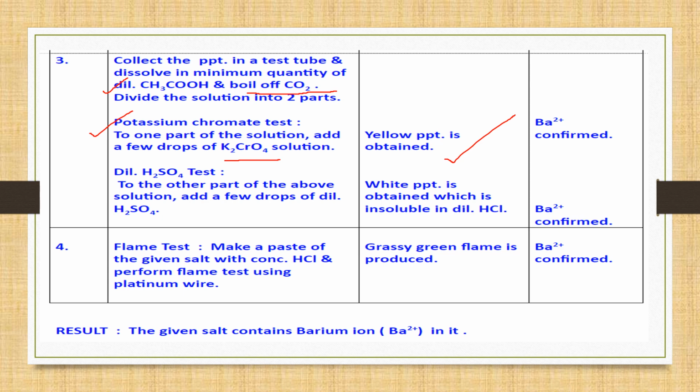Then dilute sulfuric acid test. To the other part, because we divided this into two parts, I'll add a few drops of dilute H2SO4. Here I'm going to get a white precipitate which is insoluble in dilute HCl. So these two are the confirmatory tests. And for group 5 specifically, we have a characteristic flame test.